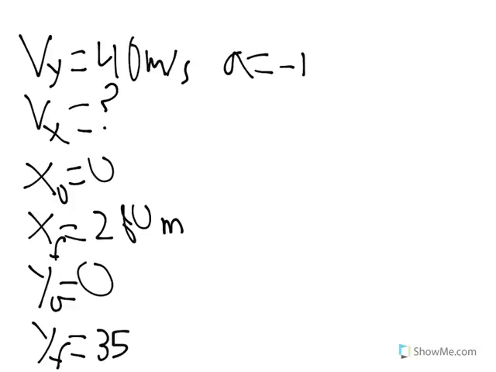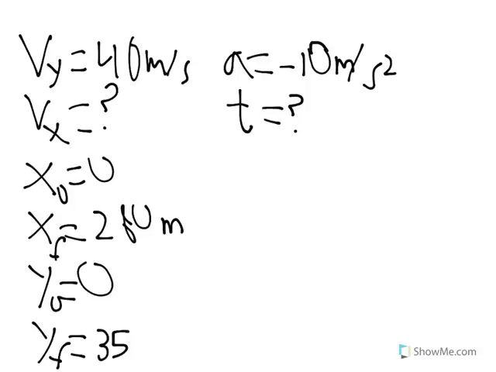Acceleration, we'll say acceleration is negative 10 meters per second squared. If you ever have to calculate something in the real world, you should use a more accurate number than that. But for a physics problem, all that matters is that you understand it. That makes the math a little easier. And time, we don't know how long this is going to take. So let's go through and try to solve it step by step.